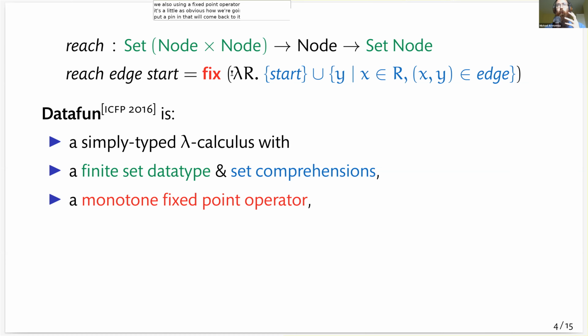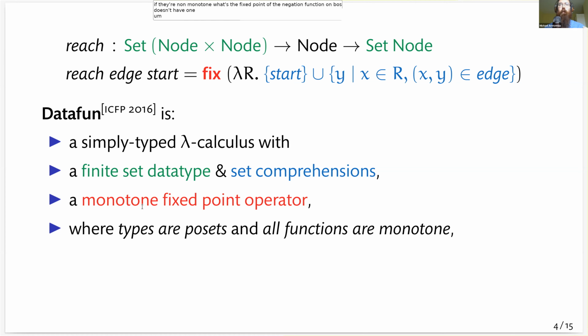And also, one of the justifications for this fixed point existing at all is that the function we're trying to take the fixed point of is monotone. It's very easy to come up with functions that have no fixed point if they're non-monotone. What's the fixed point of the negation function on Booleans? It doesn't have one. So to ensure that the function we're taking the fixed point of is monotone, we're going to do a very drastic thing: we're going to insist that all functions in our language are monotone.